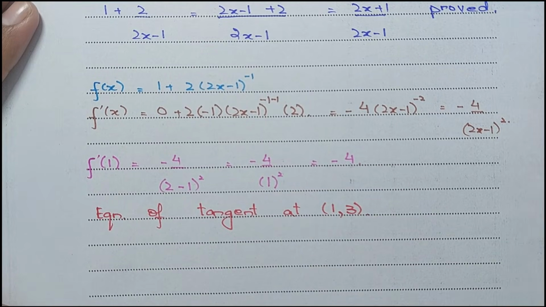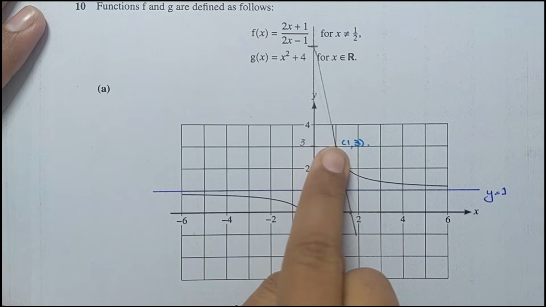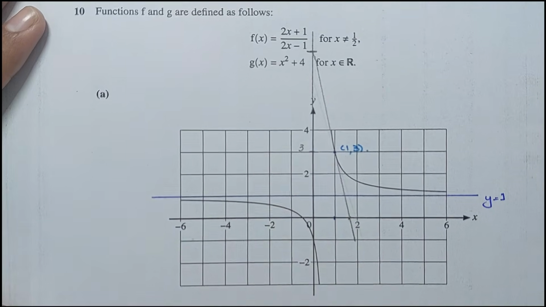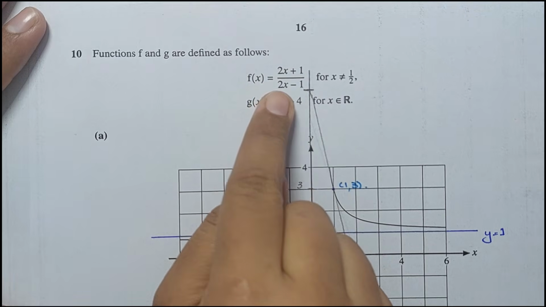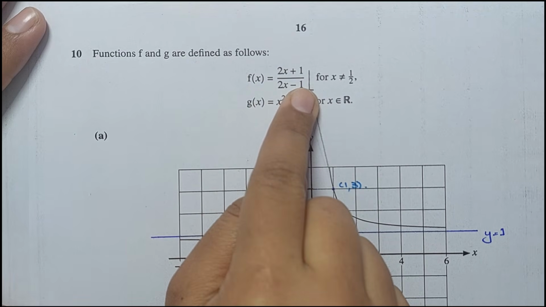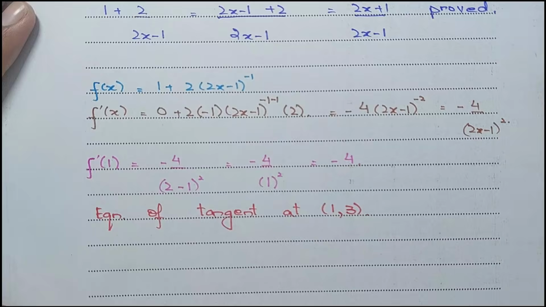The function, you can easily see on the curve, the y value is 3 when x is 1. Or if you haven't understood, then just substitute x equals 1 over here. So 2 times 1 is 2, 2 plus 1 is 3, 2 times 1 is 2, and 2 minus 1 is 1. 3 over 1 is just 3.